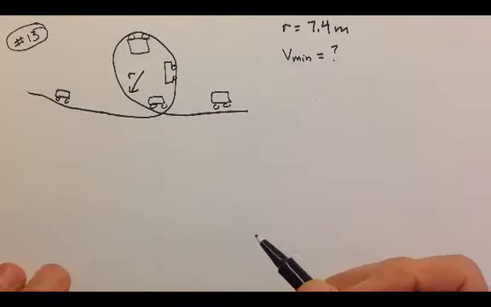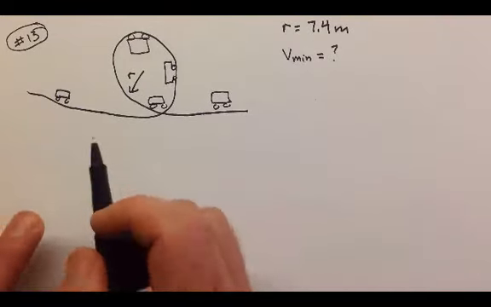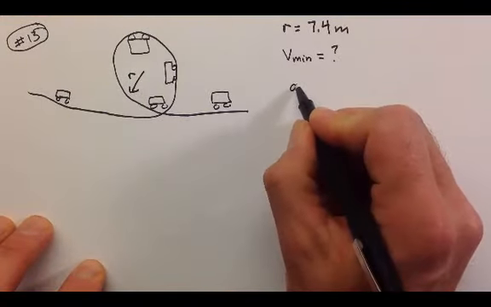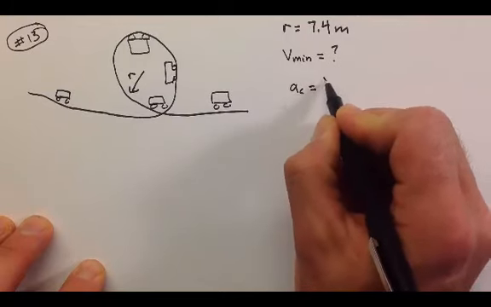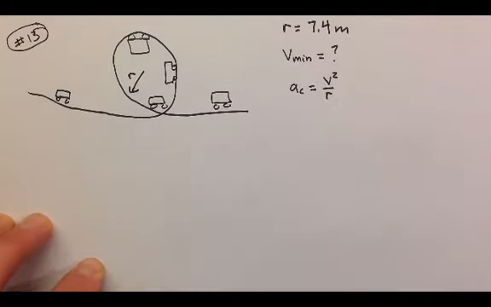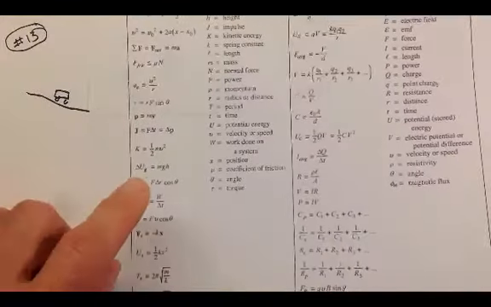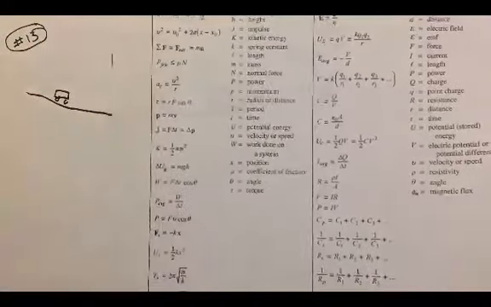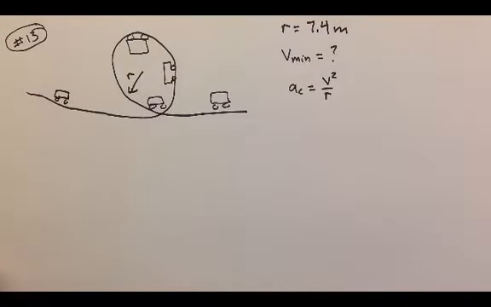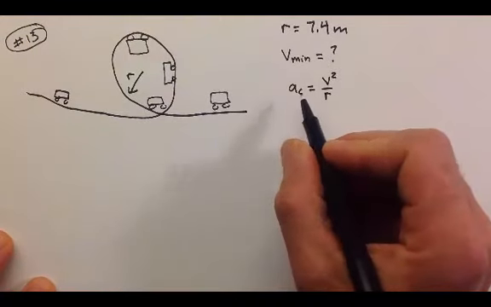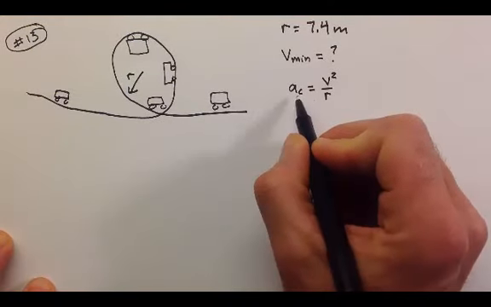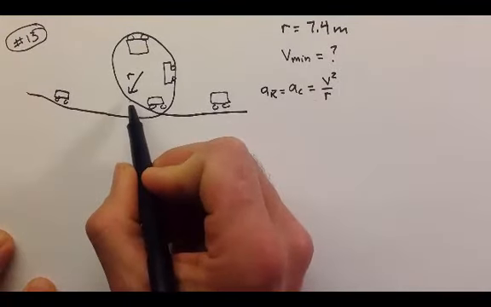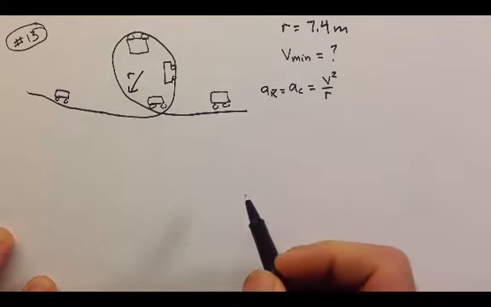Okay, so right away, when I see a circle and an object going in a circle, I am thinking about centripetal acceleration, right? And as you know, centripetal acceleration is v squared over r, and it's an equation that's on the equation sheet, so it must be pretty important. And of course, your book calls it radial acceleration, right? Which kind of makes sense, acceleration along a radius.